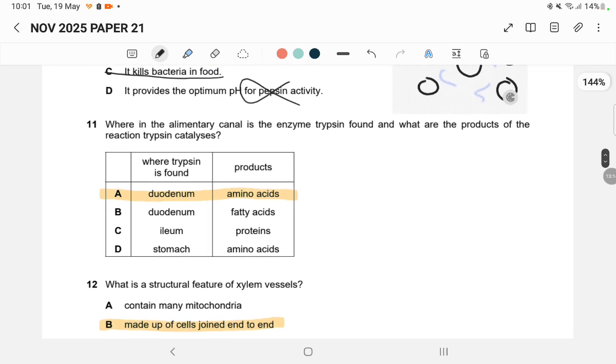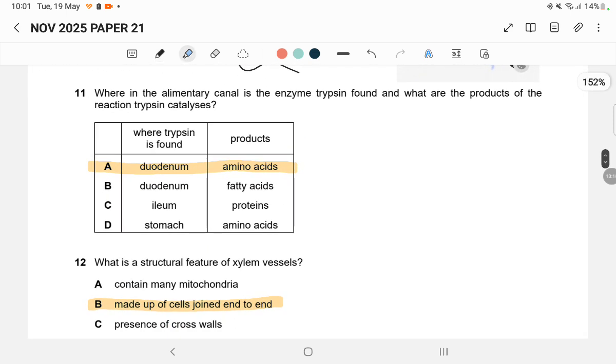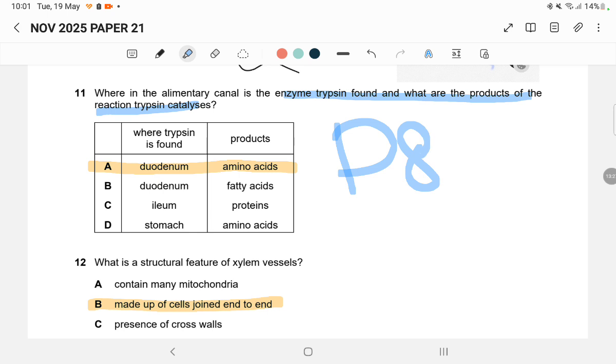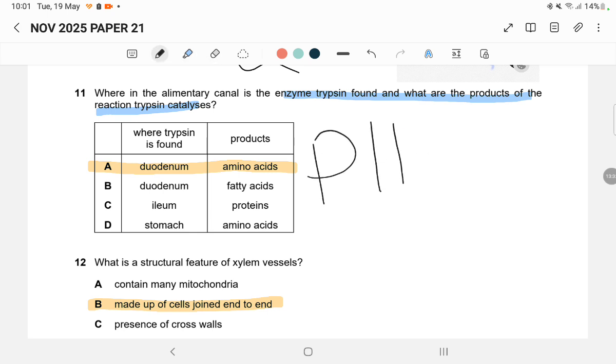Now, where in the alimentary canal is the enzyme trypsin found, and what are the products of the reaction trypsin catalyses? Okay, so the enzyme trypsin will be found in the duodenum, where the pH is 8. The pH for trypsin working will be pH 8. And the products will be amino acids, because trypsin catalyzes the breakdown of protein. It hydrolyzes protein into amino acids, which are the basic subunits of a protein.